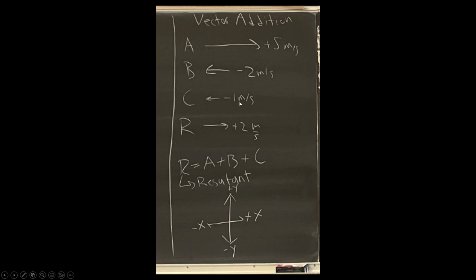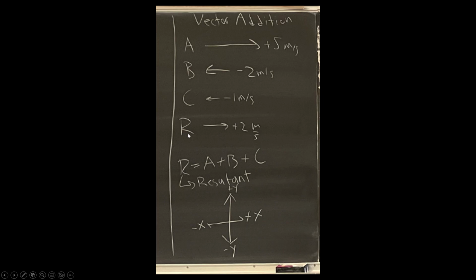Vector C is negative 1 meters per second. So the arrow for vector C is going to be smaller than vector B, because 1 is smaller than 2. And it's negative, so it's still pointing to the left. As long as all the vectors that you're adding together are parallel, then the resultant, A plus B or A plus B plus C, however many you're adding, is just adding your values together. So positive 5 plus negative 2 plus negative 1 will give us a value of positive 2.